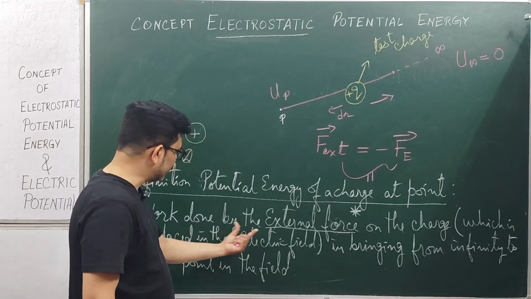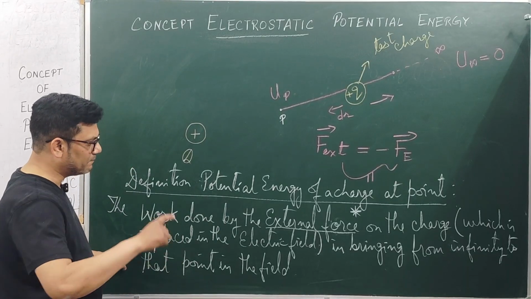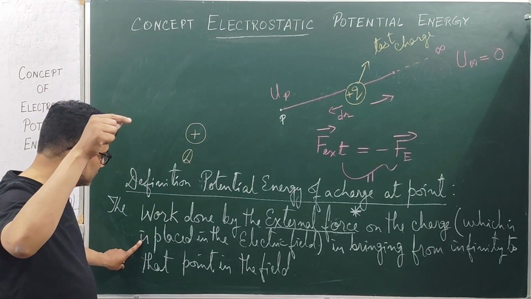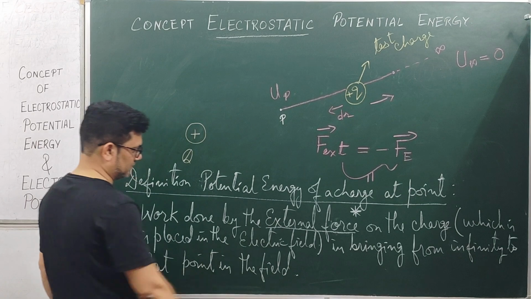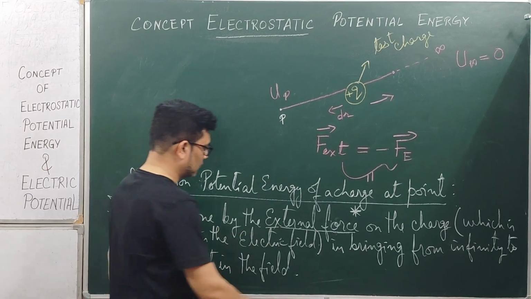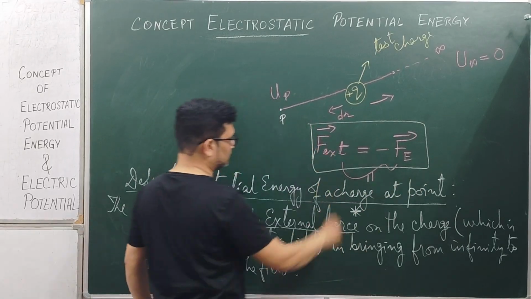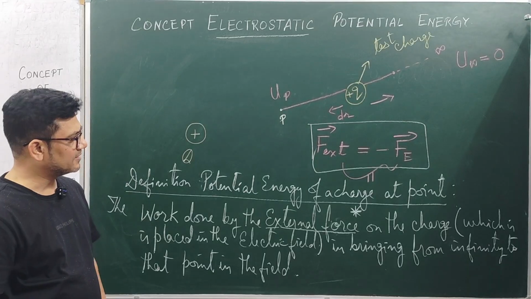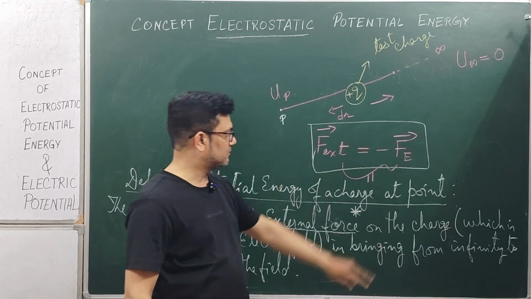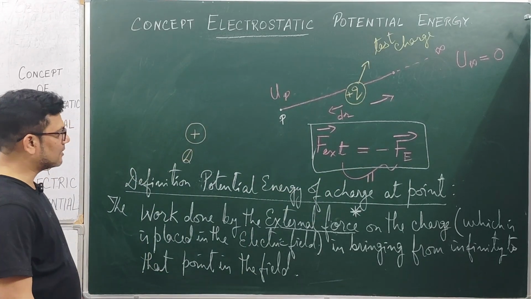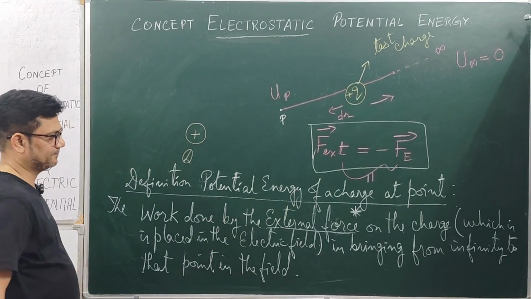So the work done by the external force on the charge, which is placed in the electric field, in bringing it from infinity to that point in the field. Simply, it could be defined in these words. The external force here, we have already mentioned, should be exactly equal in magnitude to the electrostatic force, and should be in the direction opposite to this. So that is how we define potential energy of a charge at a point.